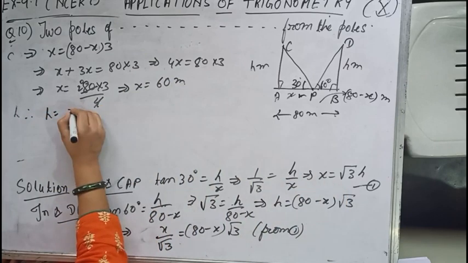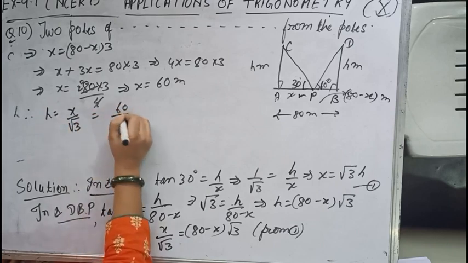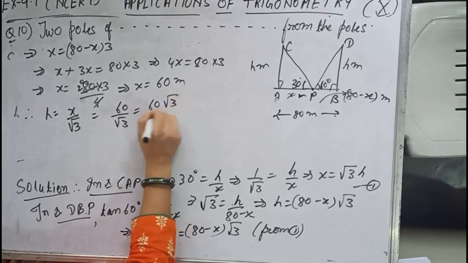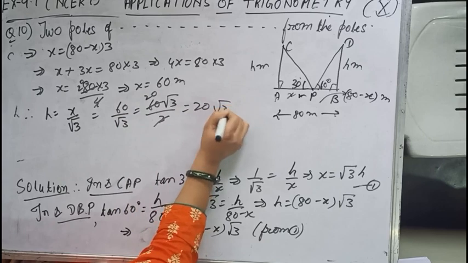And therefore h equals, what was the value of h? x by root 3. So this will be equal to 60 by root 3. So this will be equal to 60 root 3 by 3 equals 20 root 3.